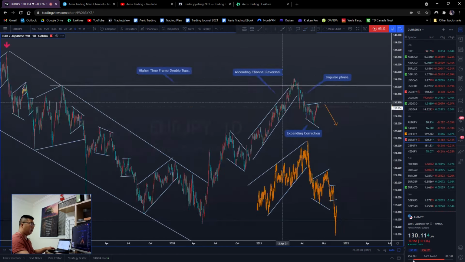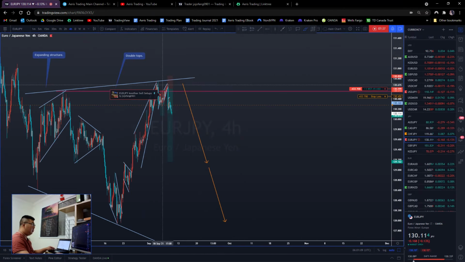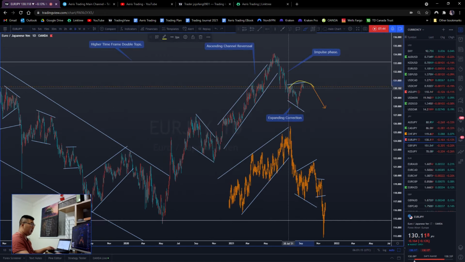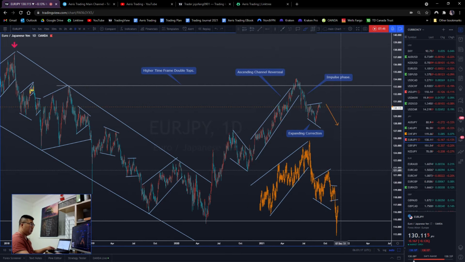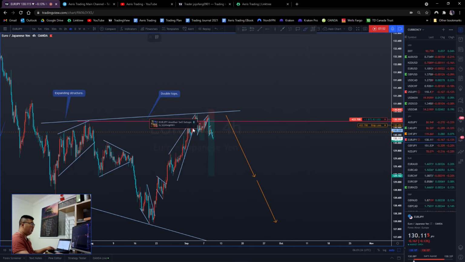But where we are right now, on the lower time frame, we have an M style pattern. It's not going to be exactly the same kind of bearish price action, the bearish lower time frame correction, but the higher time frame doesn't change. The higher time frame still has the expanding structure, just like the higher time frame had the same expanding structure in the past. And on the lower time frame, all it is, is that it's forming a different type of bearish reversal price action. Instead of an ascending channel, we have an M style pattern.